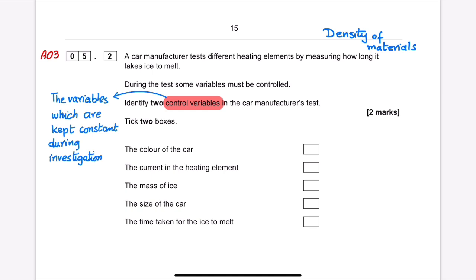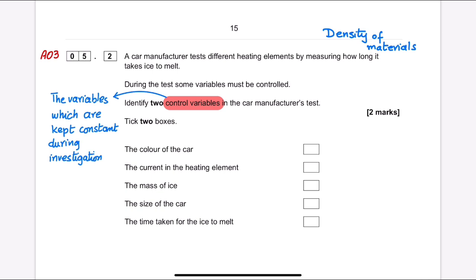If you see, different options are given and we need to pick two boxes. The color of the car has no impact on melting of ice. The size of the car has no impact on melting of ice. The time taken for the ice to melt is a dependent variable.